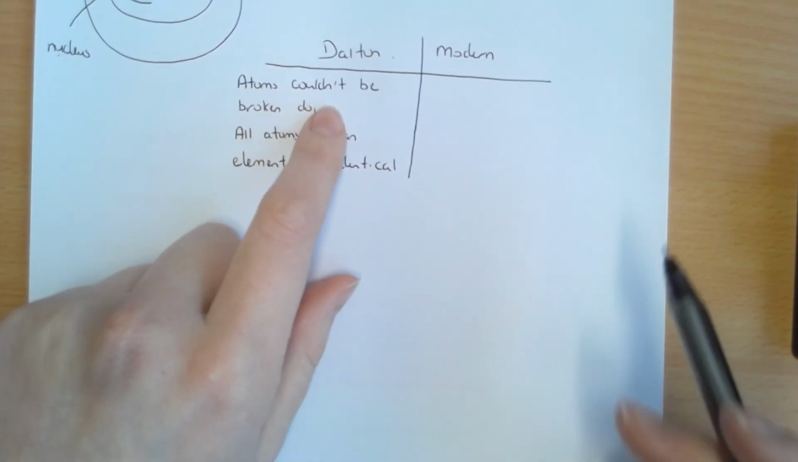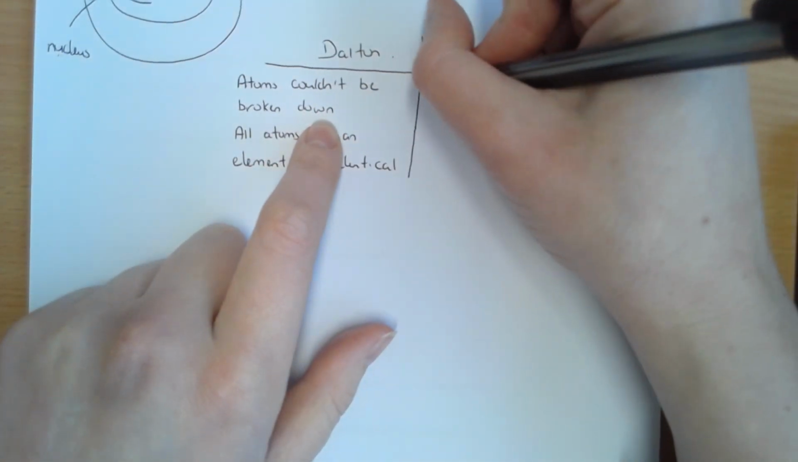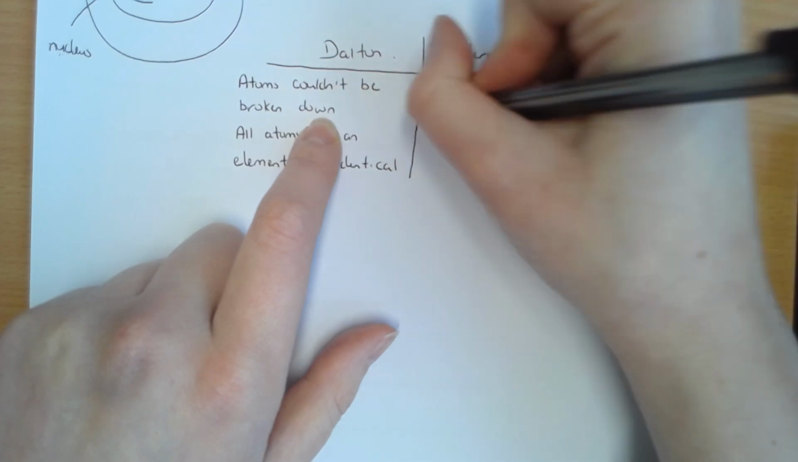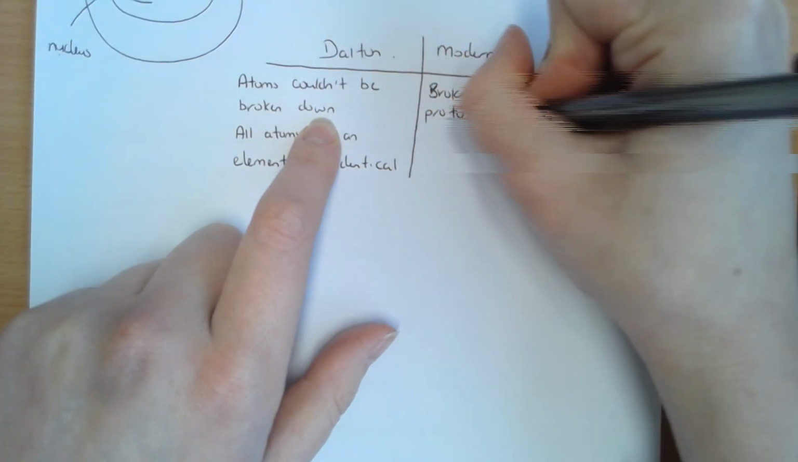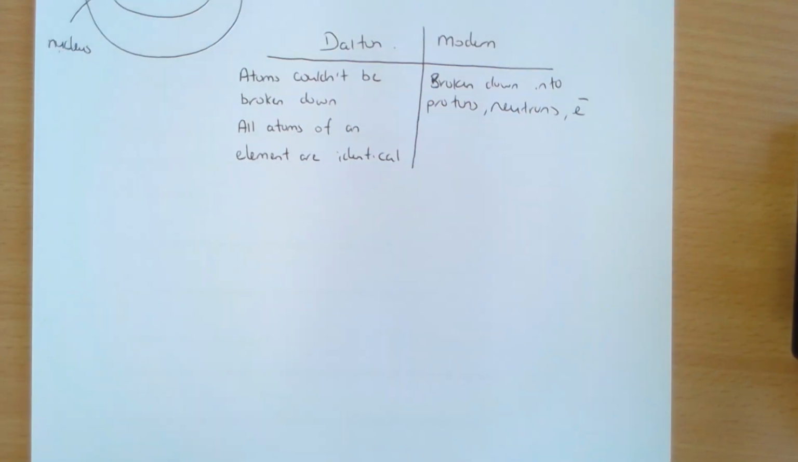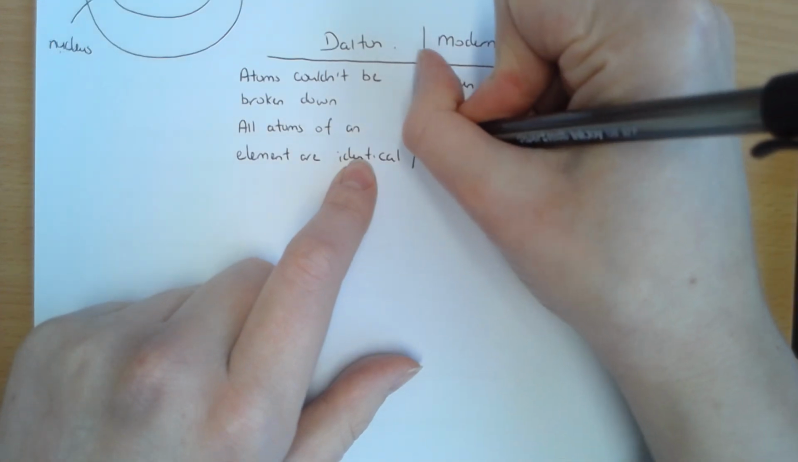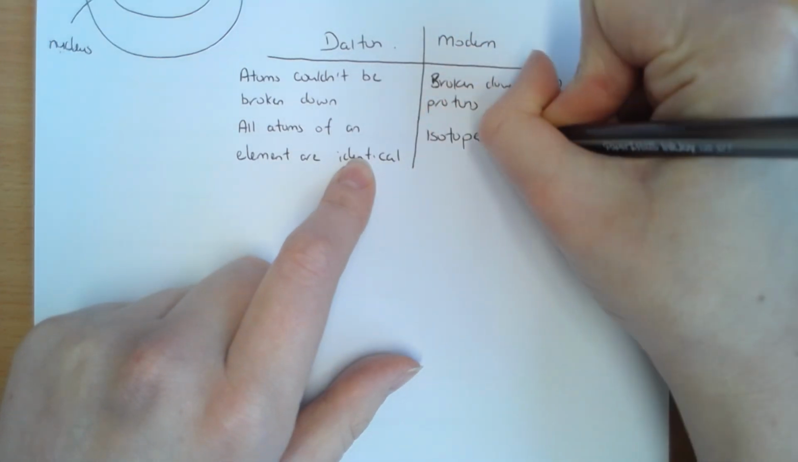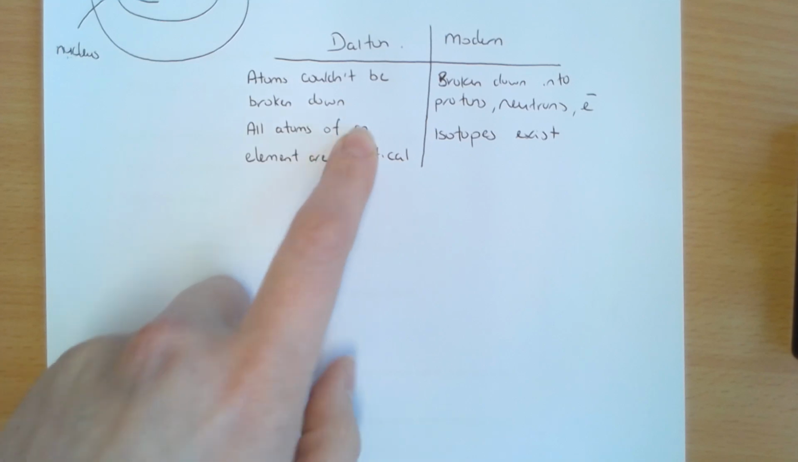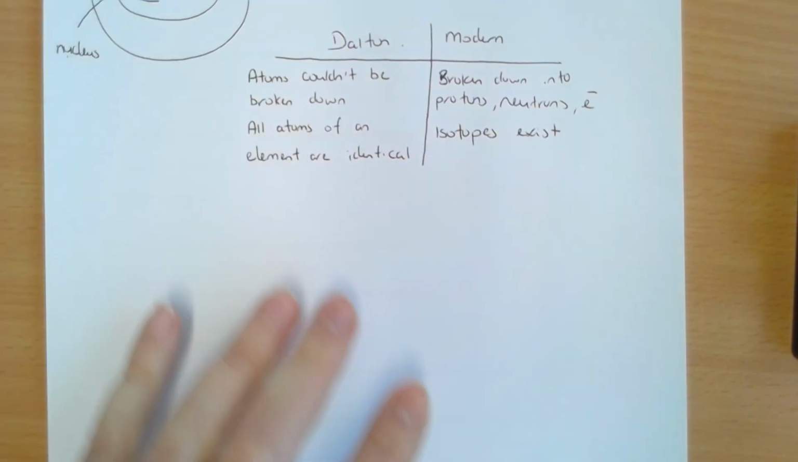So Dalton thought atoms couldn't be broken down into smaller. Now we know that they can be broken down, and they can be broken down into protons, neutrons, and electrons. He thought that all atoms of an element are identical. So if you had sodium, that every sodium atom was identical, or carbon, every carbon atom is identical. We now know, and we'll look at this in a minute, that isotopes exist. He thought that every atom for an element was identical. We now know that isotopes exist.